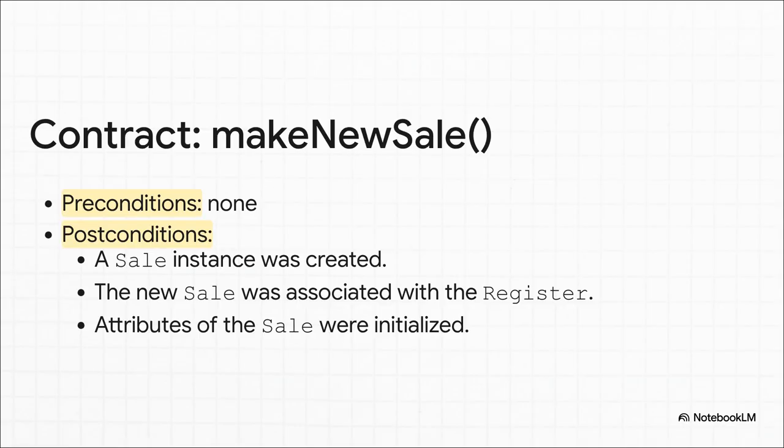First, notice the preconditions. None. That makes sense, right? A cashier should be able to start a new sale anytime. But look at the postconditions. They are super specific. After this operation runs, we are guaranteed that 3 things have happened. A new digital sale has been created. That sale is now linked to a specific cash register, and all its basic details are set up. The system's internal world has officially changed, precisely as planned.